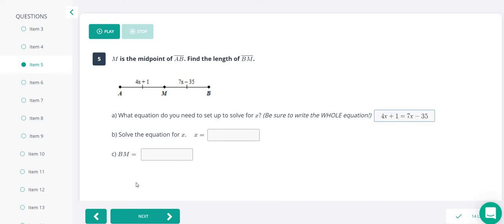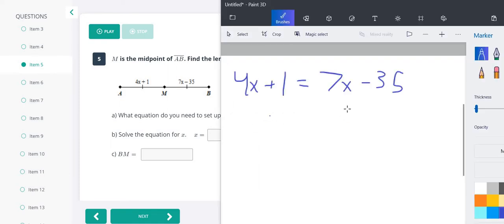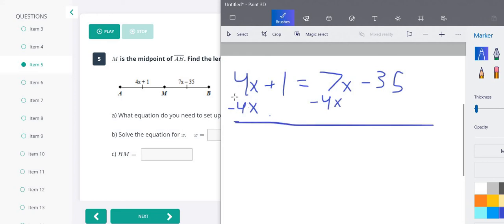So now we just have to solve for x. So first thing we have to do is get rid of one of our x's. We can't have variables on both sides. So you always want to try to get rid of the lower value. So that would be the 4x. So we're going to subtract 4x from both sides. These will now cancel out, leaving just a 1 over here. And then we have 7 minus 4 is 3x minus 35. All right, now we have to get rid of this 35, so we're going to add 35 to both sides.